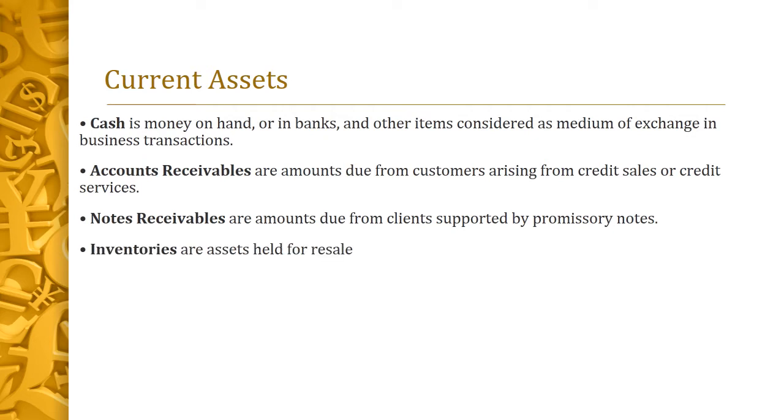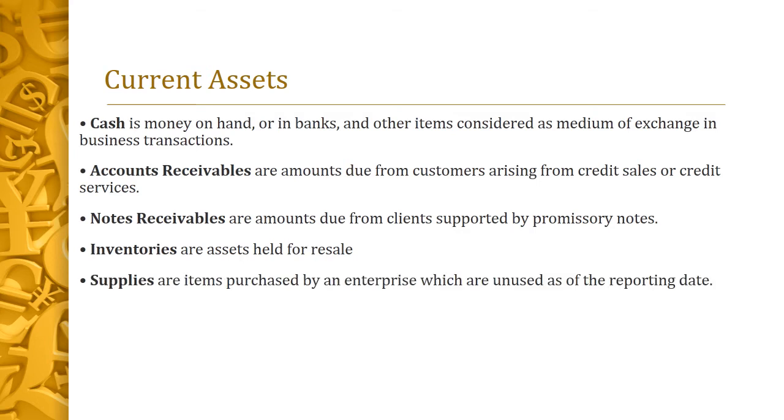Next would be inventories. These are assets held for resale. This is more common for merchandising businesses. The things that the business purchased so that they could resell them are recognized as inventories. Next would be supplies. Supplies are items purchased by an enterprise which are unused as of the reporting date. Supplies could be office supplies, laboratory supplies, or whatever account the business uses.